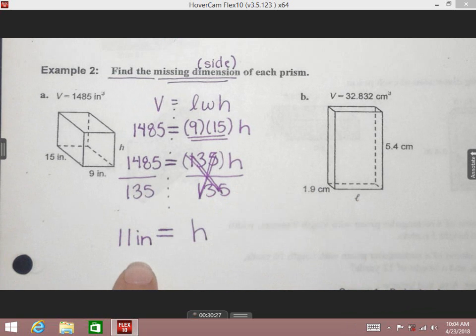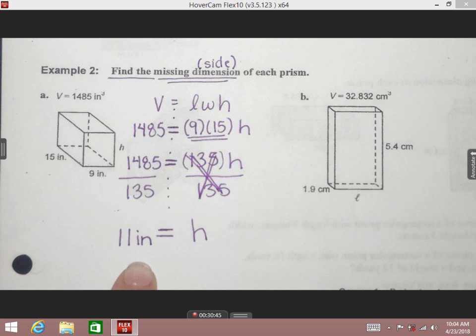Inches or inches cubed? Inches. Raise your hand if you can tell me, and give me a reason. Chloe? Inches. Why inches and not inches cubed? It's not the volume. Volume is cubed.